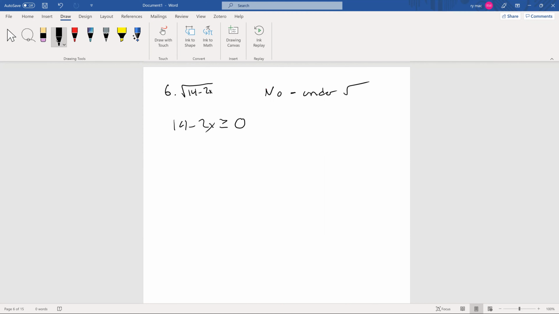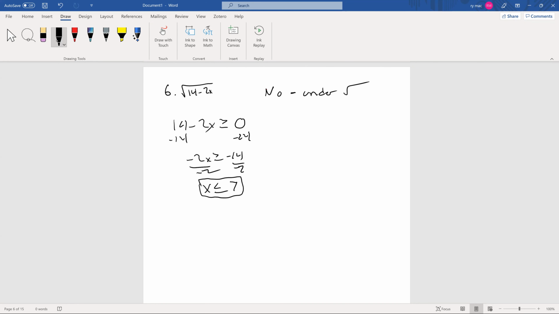So now I'm just going to solve for x. So minus 14, I get -2x is greater than or equal to -14, divided by -2. I get x is less than or equal to 7. Because remember, when you divide by a -2 or you divide by any negative, you have to flip the sign. So I get x is less than or equal to 7. So this is my domain.